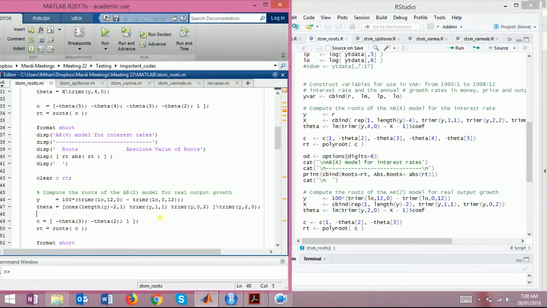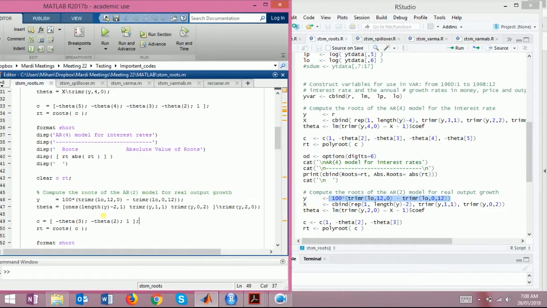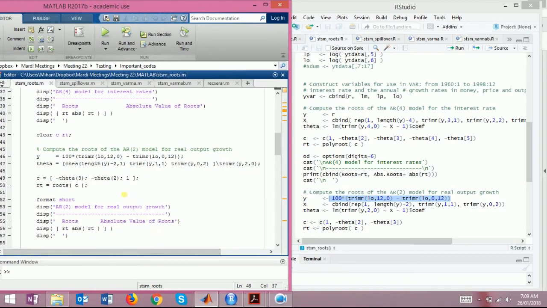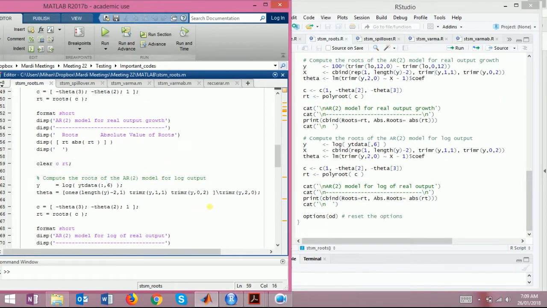AR2 model for real output growth. So this is the difference that we take. And then again y11, y-21, because it's our AR2 model: y-21, y11, y02 regressed on y20, regressed on the coefficients. So regression is happening. Theta minus, taking the elements, recreate the column. And again, we do the roots. The same thing is done for output.